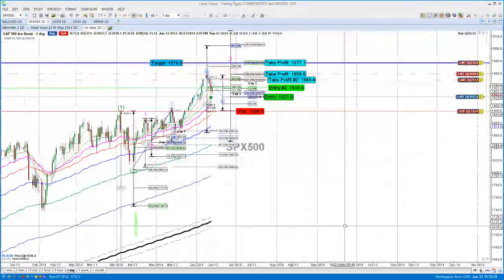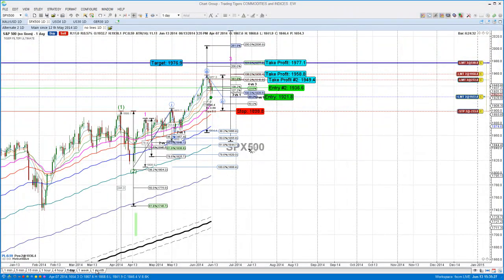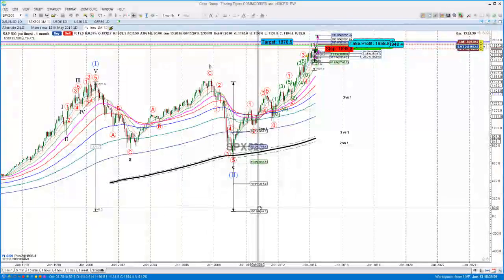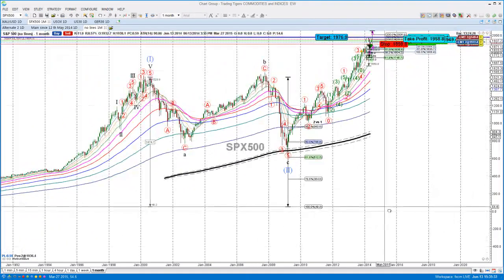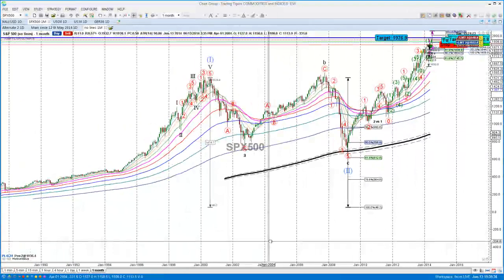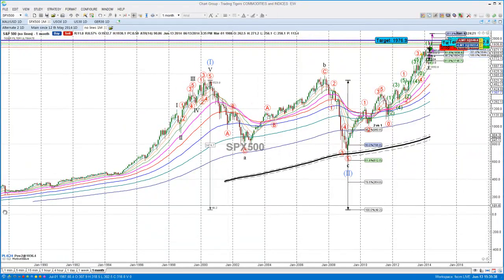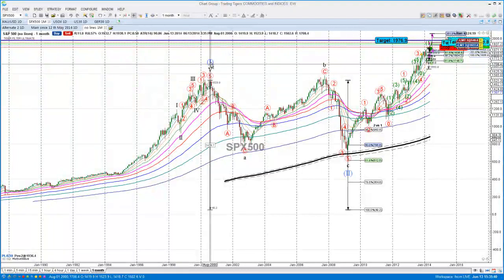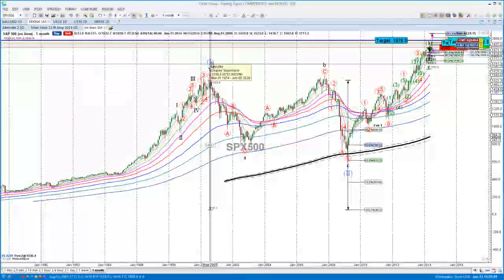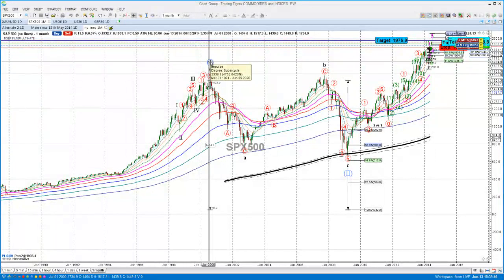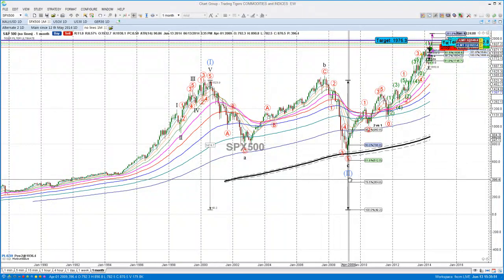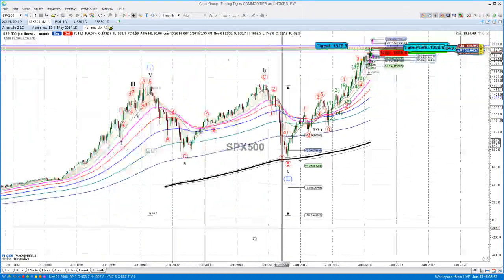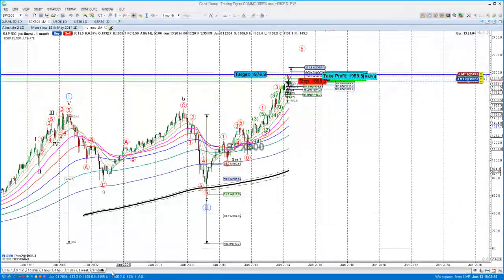I'll have to go to the monthly. So on the larger degree, we can see, taking it from the monthly, 0 is back here, 1, we're following the super cycle, which is blue, Roman numbers and in brackets. Wave 1 at this high, July 2000. Wave 2 down here, April 2009. And wave 3, we're in that wave 3 right now.